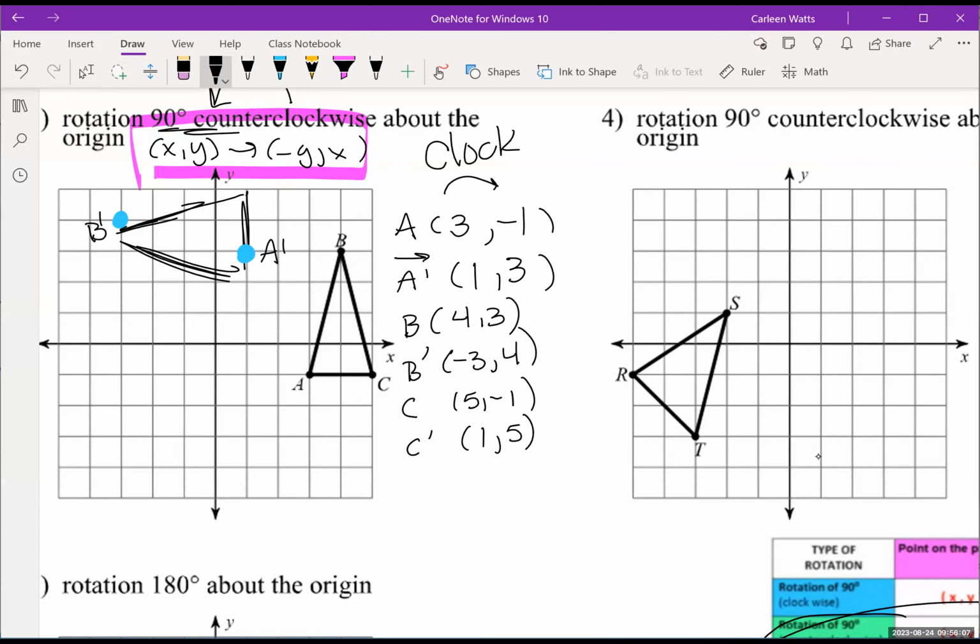Is it getting better? (1, 5). Over 1, up 5. And it agrees with our prediction. There is our rotation.